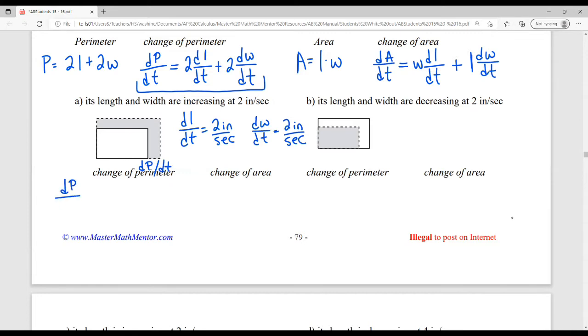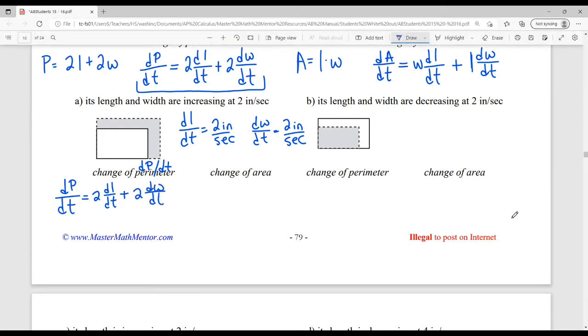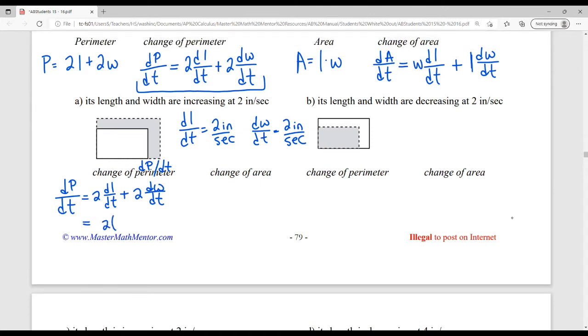So dP/dt is equal to 2 times dL/dt plus 2 times dW/dt. But we know how the length and the width are changing in this problem, so we can plug that in, and they're increasing at a rate of 2 inches per second. And 4 plus 4 is 8. So the perimeter is changing at 8 inches per second.